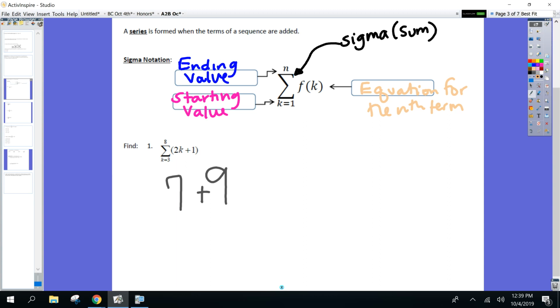You just plugged in 3. You don't have to write this, I'm just showing you. You plugged in 4. What's my next number? Plug in 5 for K, and you end up with 11. When do I stop plugging in numbers? Look at the top, after I plug in 8. So now plug in 6, 7, and 8, and see what numbers you get out.